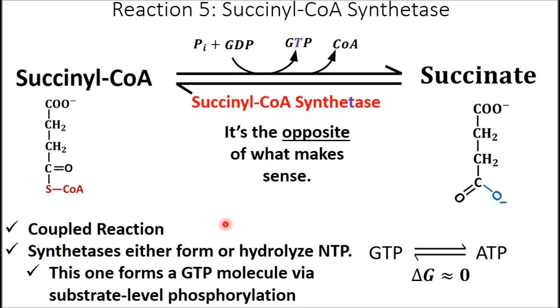Again, it's a coupled reaction, and as I mentioned earlier, synthetases either form or hydrolyze NTP. This one forms GTP via substrate level phosphorylation. It's a coupled reaction, and I'll show you that in a second. Keep in mind that GTP and ATP are in equilibrium with one another, and they can very easily switch between one another. The Gibbs free energy for their switching is 0. I should probably put more reactants in here because it's not like they just magically transform into one another, but they're in equilibrium.